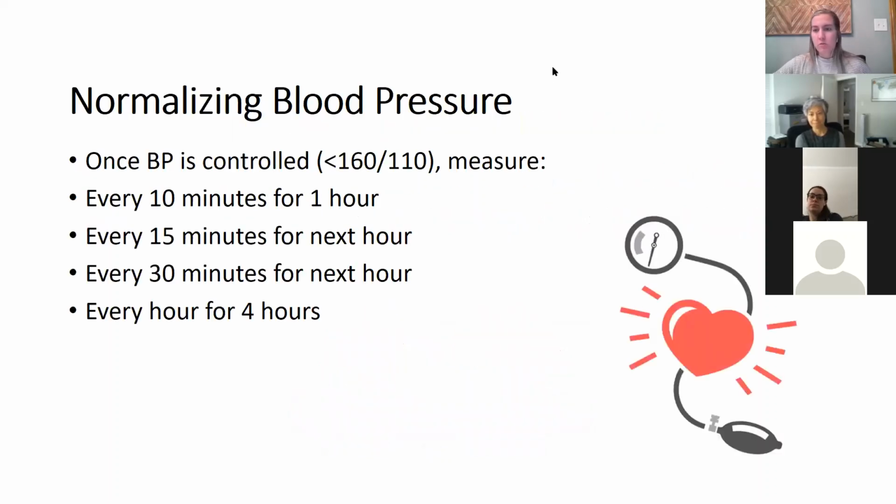So when the blood pressure is normalized, here's the whole flow of it. Once it's normal, right below 160 or 110, so it could still be in our mild range, you're going to check it every 10 minutes for an hour, every 15 minutes for the next hour, every 30 minutes for the next hour, and then every hour for 4 hours. That's once you have a normalized pressure.